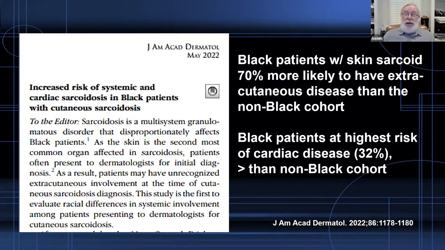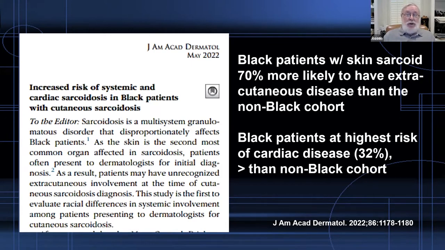Black patients were at the highest risk of cardiac sarcoid. A third had cardiac sarcoid, way more common than in the rest of the cohort of their sarcoid patients who did not identify as African-American or Black. Often, this was asymptomatic and only discovered by imaging, which I'll talk about in just a second. So you have to remember this.